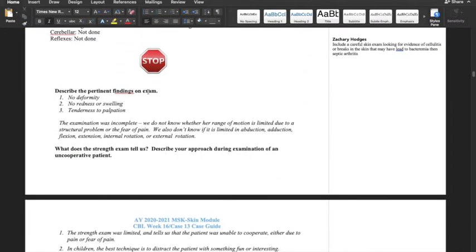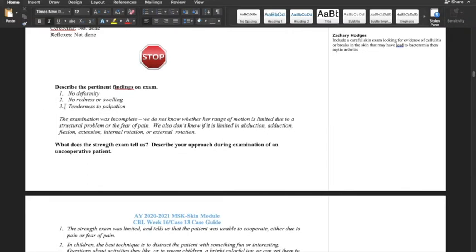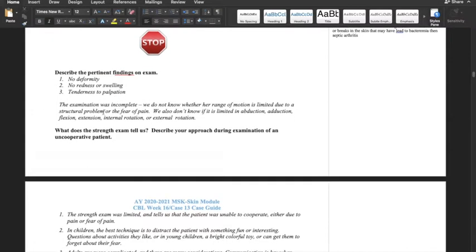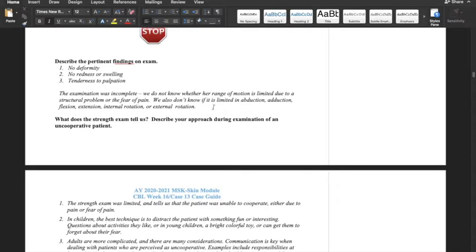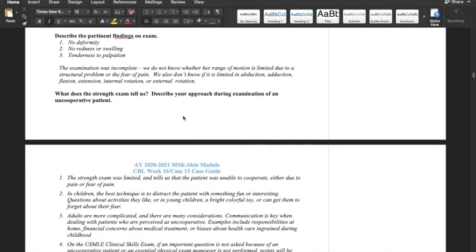So describing the pertinent findings, no deformity, no redness, there is some tenderness to palpation. Keep in mind that this is an incomplete exam. We're not able to range that right hip like we wanted to.